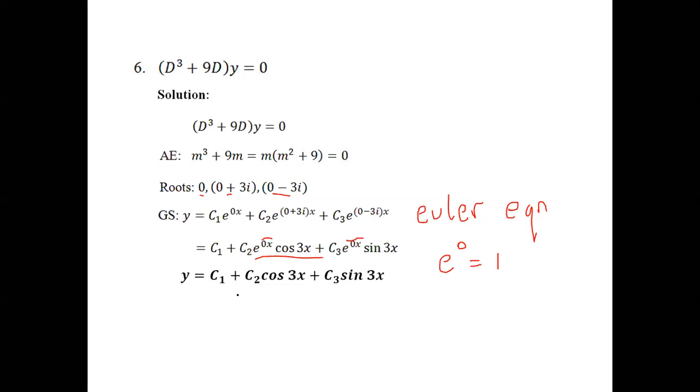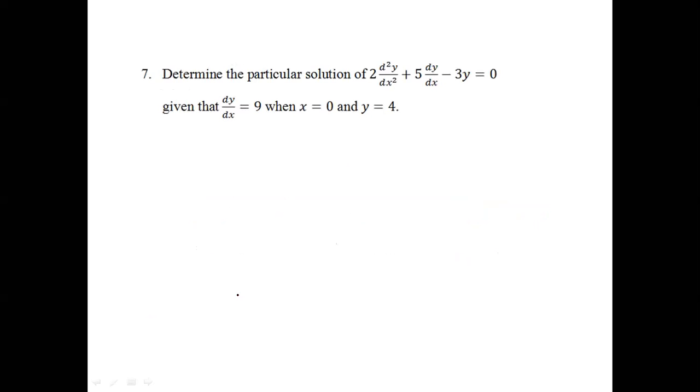So this morning, we'll start the 7th question. Question number 7. Determine the particular solution of 2 multiplied by the second differential coefficient of y with respect to x plus 5 dy over dx minus 3y equals 0. Given that dy over dx is equal to 9 when x is 0 and y is 4.